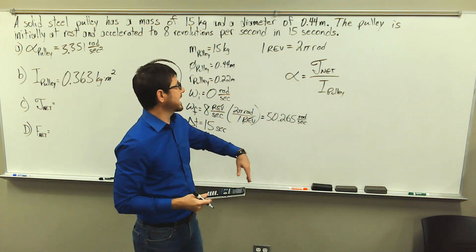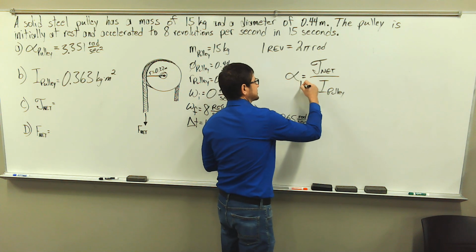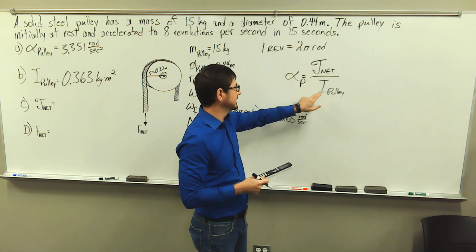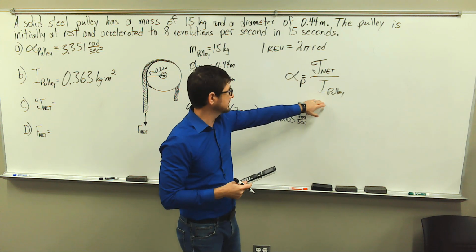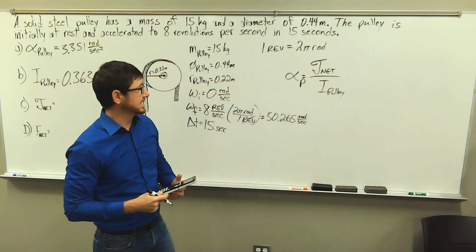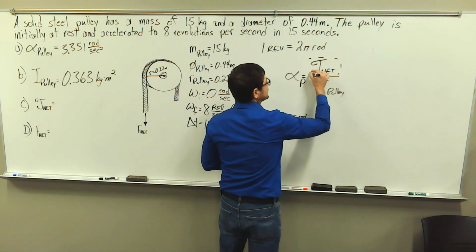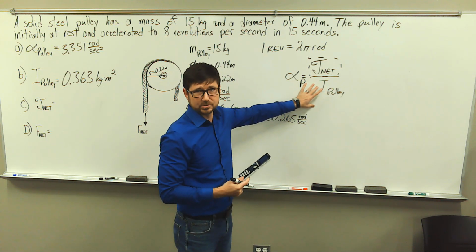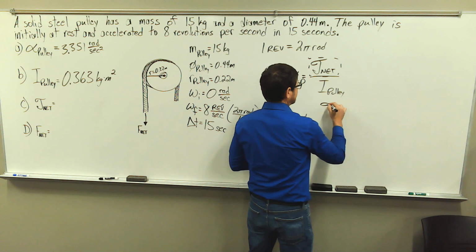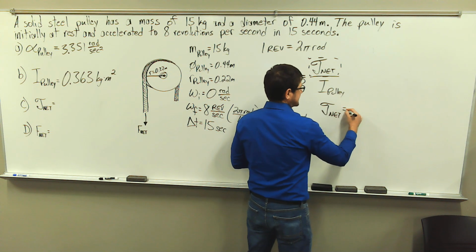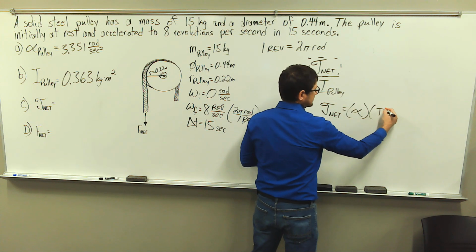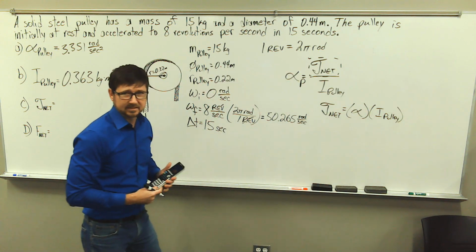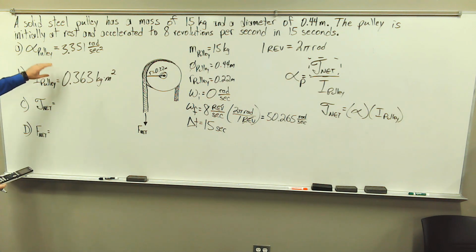and it's inversely proportional to the object's moment of inertia. So what we have here is the angular acceleration of the pulley is equal to the net torque applied divided by the moment of inertia for the pulley. So we're going to isolate net torque. I'm going to multiply both sides of the equal sign by the moment of inertia for the pulley. So net torque is equal to angular acceleration times moment of inertia for the pulley. We're going to use the calculated value for both of these variables.